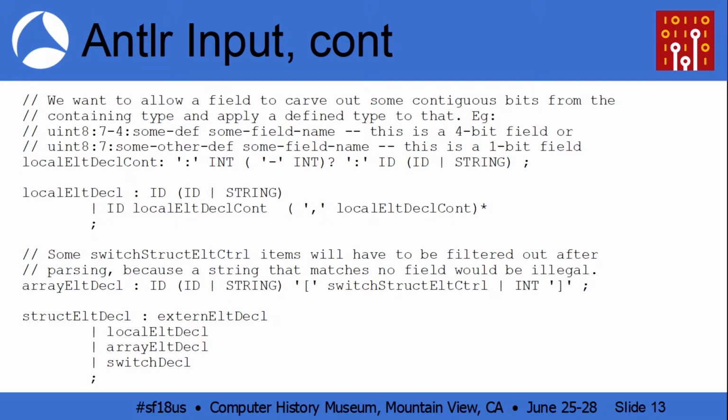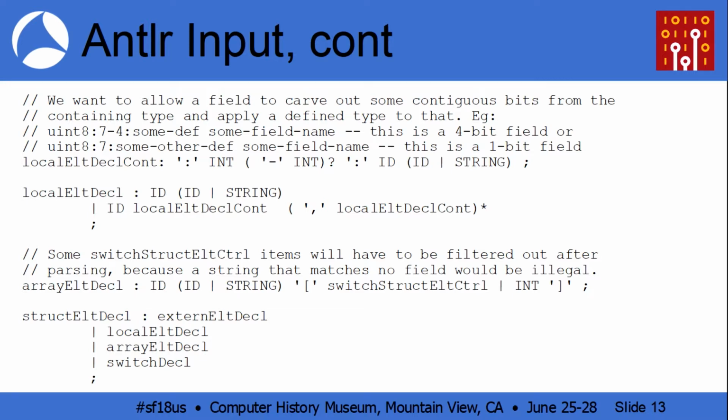And then there are some other things in here. So down here at the bottom, I'm describing what a structure declaration looks like. And a structure declaration can be either an external declaration, and I put that in there in case you want to share structures with other dissectors, or it can be a local declaration, or it can be an array declaration, or it can be a switch declaration, so that you can define all of these things.